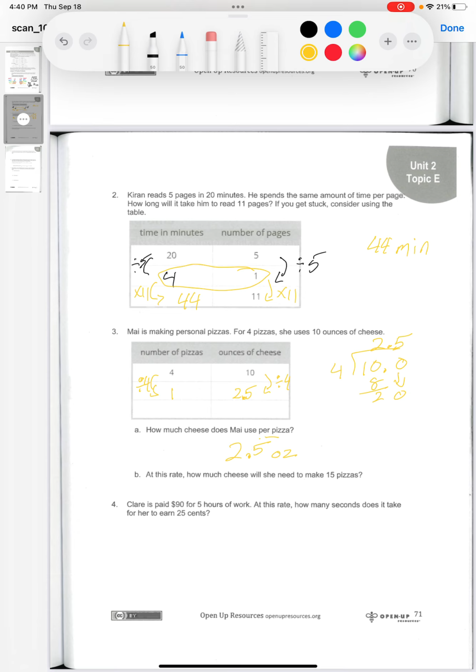How much cheese will they need to make 15 pizzas? So I multiply by 15. So 2.5 times 15. Well, 5 times 5 is 25. Carry the 2. 10 and 2 is 12. 1 times 5 is 5. 1 times 2 is 2. So that's 5, 7, 3, 1 decimal place. So 37.5 ounces.